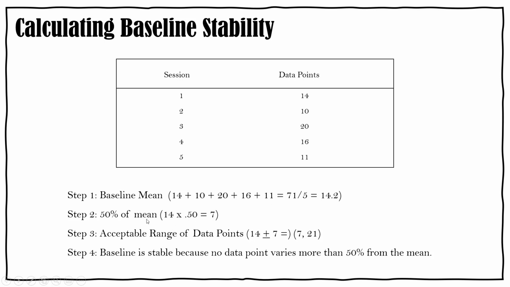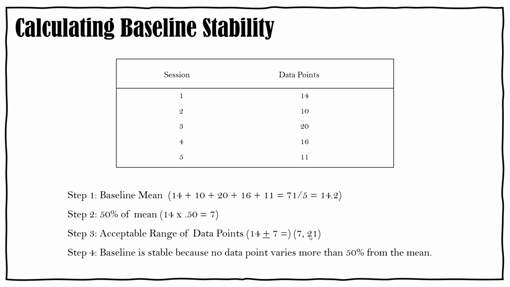And then what you want to do is take your mean, and you want to take 50% of that mean. So take your mean, multiply it by 0.5, and that gives you 7. So now we can take our 7 and we can get a range of data points that's acceptable to ensure us that we have stability. So we want to do 14 plus or minus 7. So our range for these data is going to be 7 to 21. So our data points can vary from 7 to 21, and we can still consider that stable.